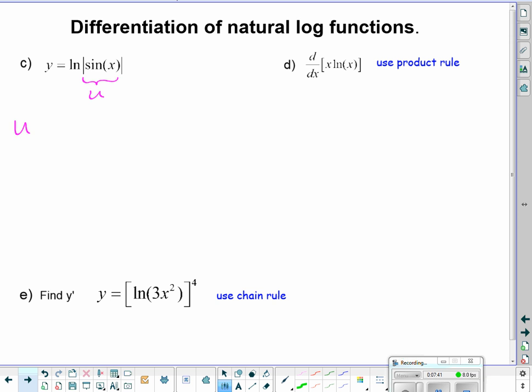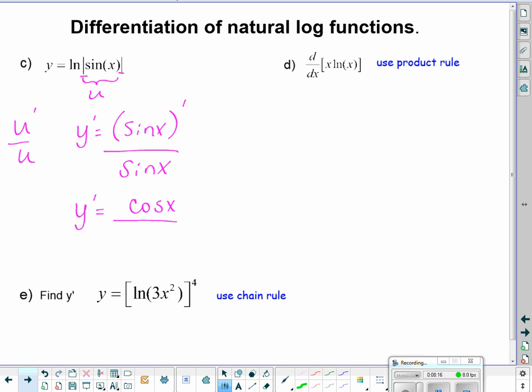And we go into our pattern of u prime over u. So I'm going to say that y prime is equal to u prime, so the derivative of sine x over sine x. And remember, these absolute value signs do not create a different pattern. It's still u prime over u. Now, derivative of the top, all you got to do is remember your trig functions. Derivative of sine is cosine, and then it's just over sine.